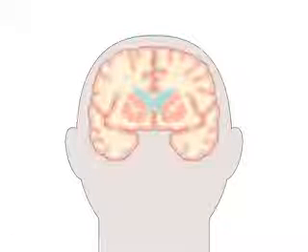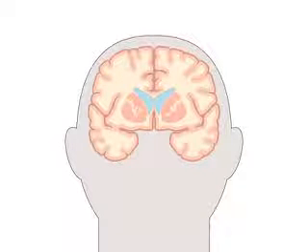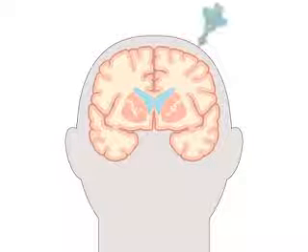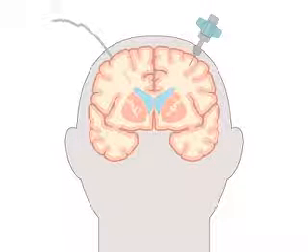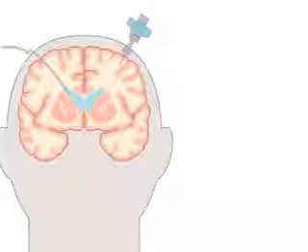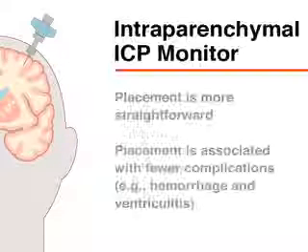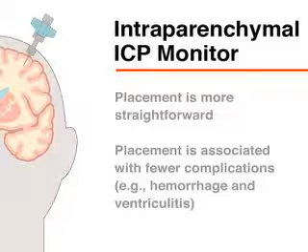Invasive intracranial pressure monitoring, or ICP monitoring, is often used in patients in whom elevated intracranial pressure is suspected, particularly those with traumatic brain injury. The two most common tools used for invasive ICP monitoring are intraparenchymal ICP monitors and external ventricular drains. Each has its own benefits and drawbacks. This video describes the insertion of an intraparenchymal ICP monitor.